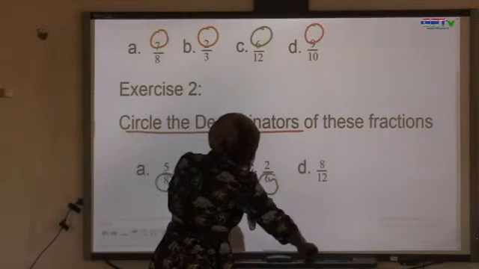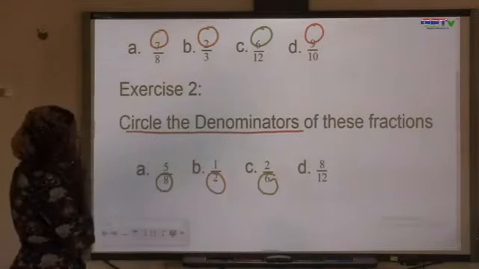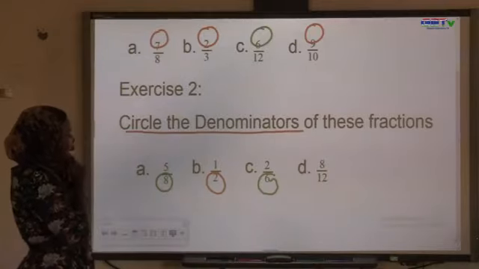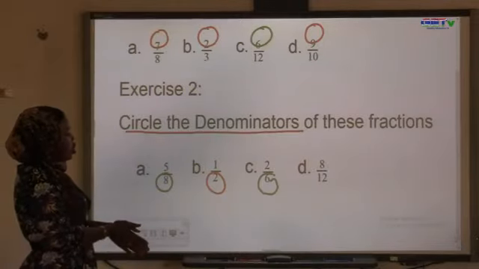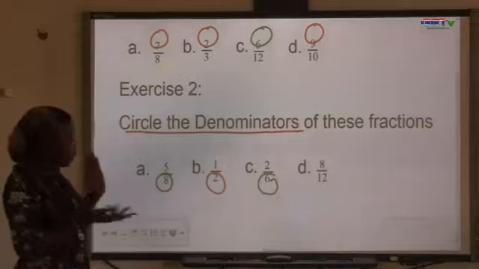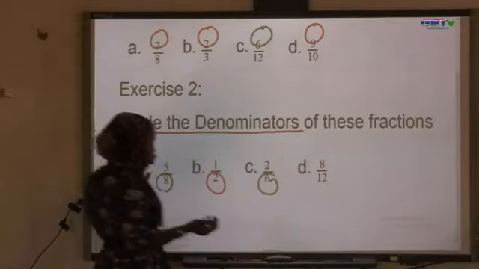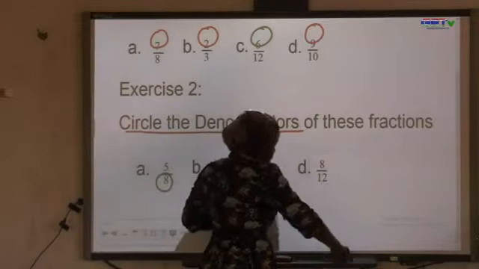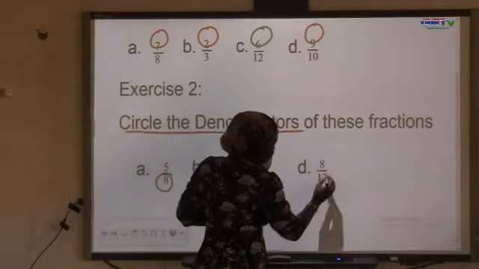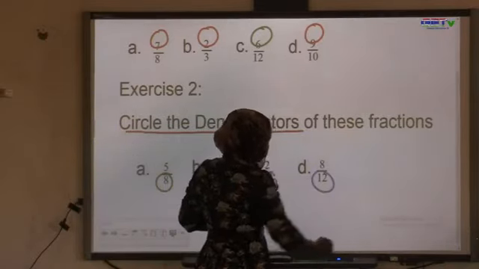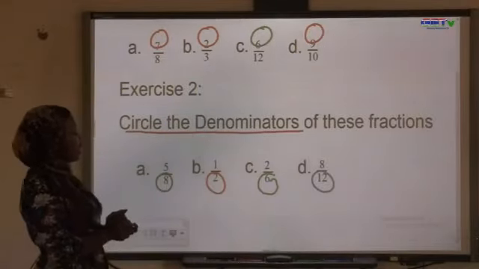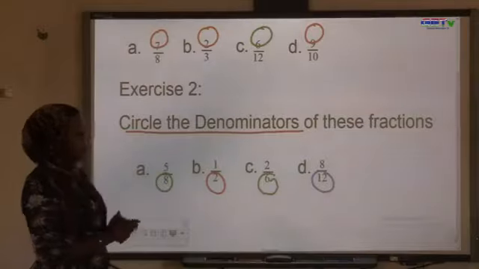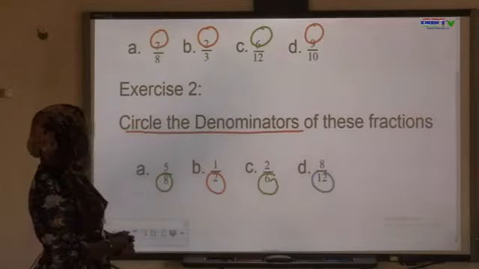Now let's move on to D. D says 8 over 12. Which number is below the fraction bar? The number below the fraction bar for D is 12. So 12 is the denominator for D. Okay.